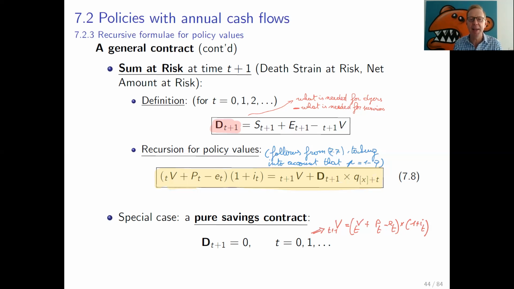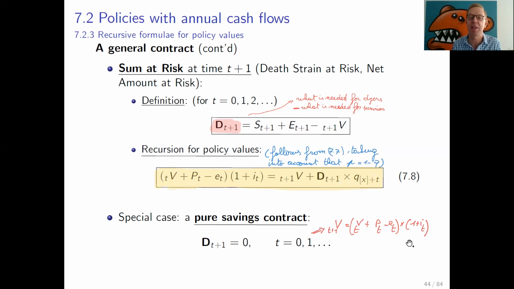So at any time, if the insured dies, he just gets the policy value, or better, a little bit less than the policy value, because there is also the expense related to this payment. So if this happens, Dt+1 is equal to 0, and this second part of the right-hand side of this equation disappears. And if you then look at 7.8, we can write it as follows. Vt+1 is Vt plus Pt minus Et multiplied by 1 plus It.